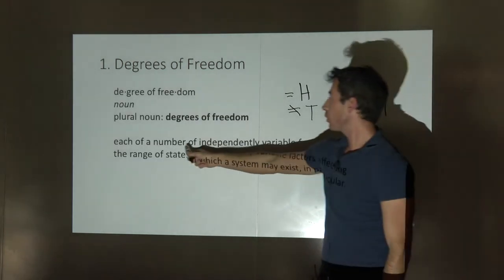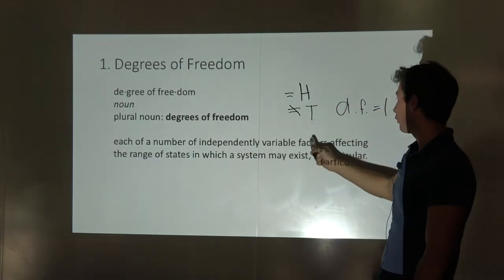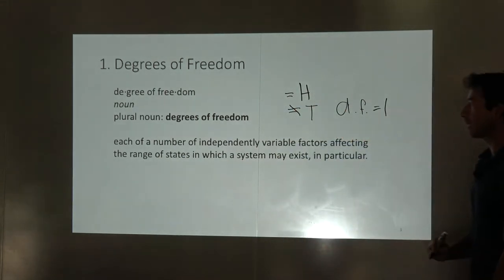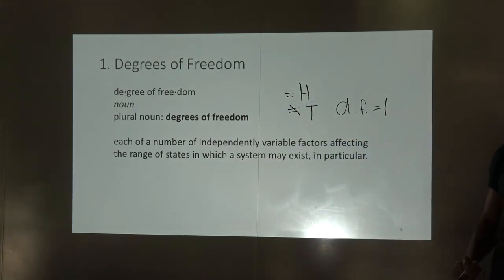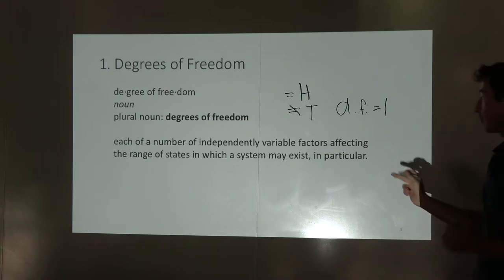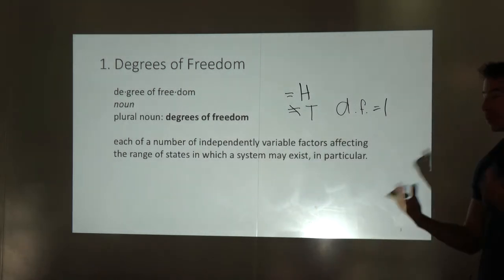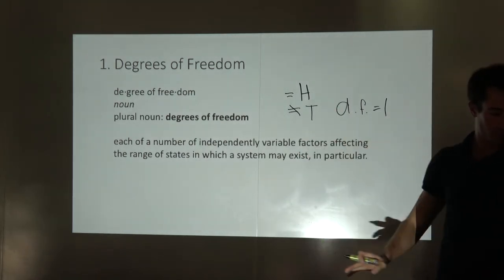The number of independently variable factors affecting the range of states in which a system may exist. For a coin toss, there's only one independently variable factor, right? It's, is it a head or not? Or you could just similarly say, is it a tail or not? Okay.